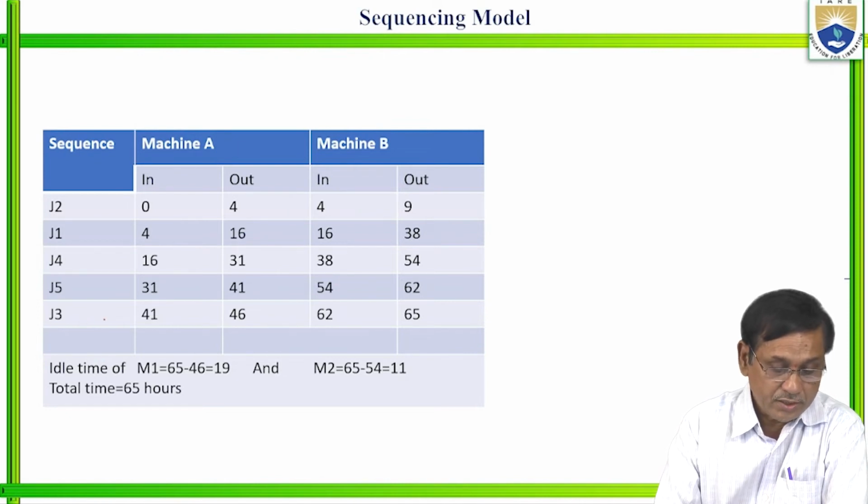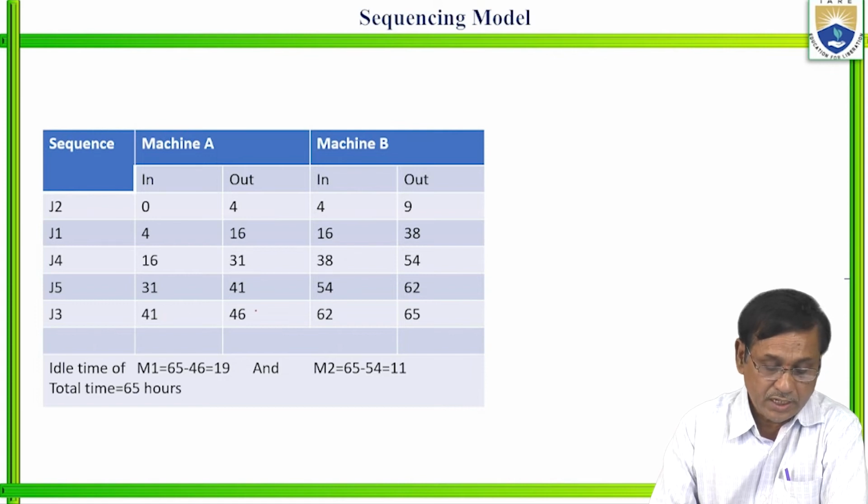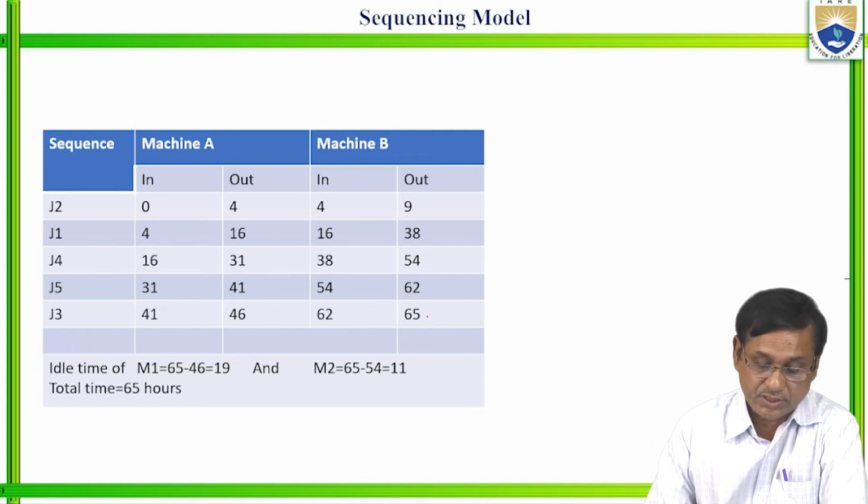Then J3. J3 enters at 41, because J5 is completed at the end of 41. The time required is only 5 hours on machine 1, so it is finished by the 46th hour. Then the third job has to wait until the 62nd hour, because the fifth job is still going on machine 2. So the third job enters machine 2 at 62 hours and the time required is 3 hours. So the total time required is 65 hours.